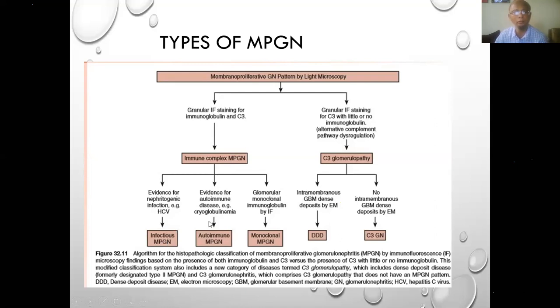If there is evidence of autoimmune disease, that is cryoglobulinemia, autoimmune causes. If glomerular monoclonal immunoglobulin by immunofluorescence, monoclonal mesangial proliferative glomerulonephritis. If granular immunofluorescent staining for C3 with little or no immunoglobulin, that is alternative complement pathway dysregulation, C3 glomerulopathy. If there is intramembranous glomerular basement membrane dense deposit, then dense deposit disease is there, and no intramembranous glomerular basement membrane dense deposit by electron microscopy, C3 glomerulonephritis may be there.